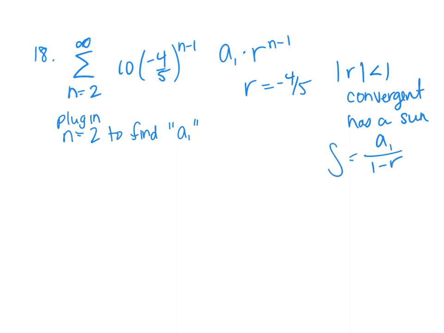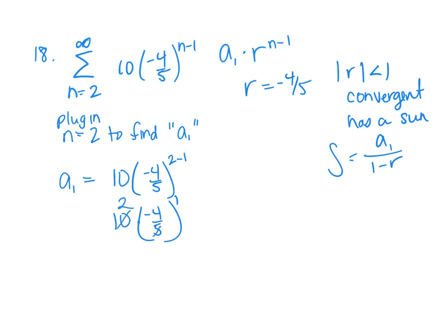So let's find our a1. a1 is going to be 10 times negative 4/5 to the 2 minus 1 power. That's 10 times negative 4/5 to the 1 power. And that's just negative 4/5. 5 goes into 10 2 times. So a1 is in this case negative 8. And so my formula is a1, negative 8, divided by 1 minus r, which is negative 4/5.